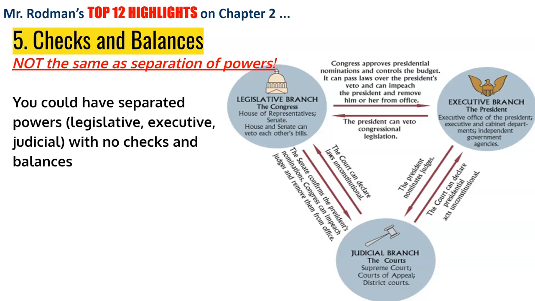Now, what can the legislative branch do to check the judicial branch? They approve nominations. It's the Senate that confirms those nominees. And then the judicial branch can declare laws unconstitutional to check the legislative branch. Again, to check and balance each other to keep them as co-equal branches.